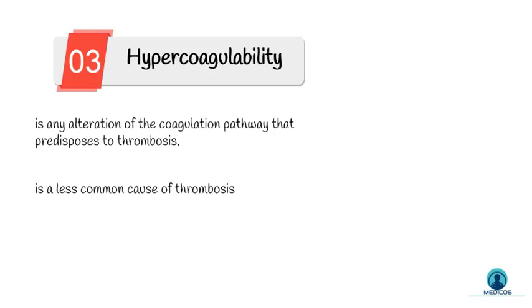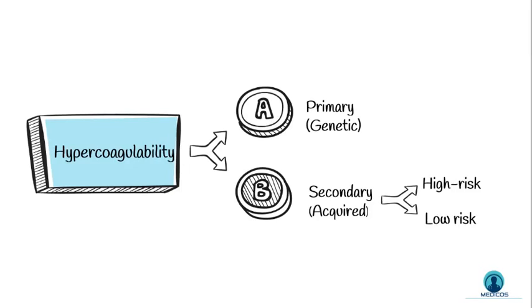The third factor is hypercoagulability, an alteration of the coagulation pathway that predisposes to thrombosis. Hypercoagulability is a less common cause of thrombosis, and it can be divided into primary or genetic and secondary or acquired causes, which in turn can be categorized into high risk and low risk for hypercoagulability. High risk includes prolonged bed rest or immobilization, myocardial infarction, tissue damage in surgery, fracture or burns, while the low risk factors might be atrial fibrillation, cardiomyopathy, and oral contraceptive use.